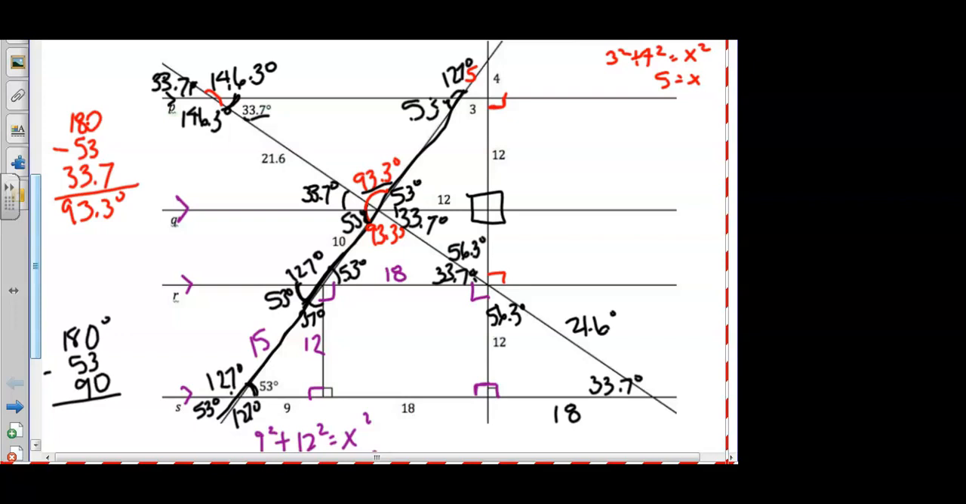That's 90, 90, 90, 12, 12, and I think we have everything, I believe. And if we miss something, we'll get to it in a moment. And this length is 16.97. 12 squared plus 12 squared equals x squared, and then we solve for x. So I wrote that as a decimal.